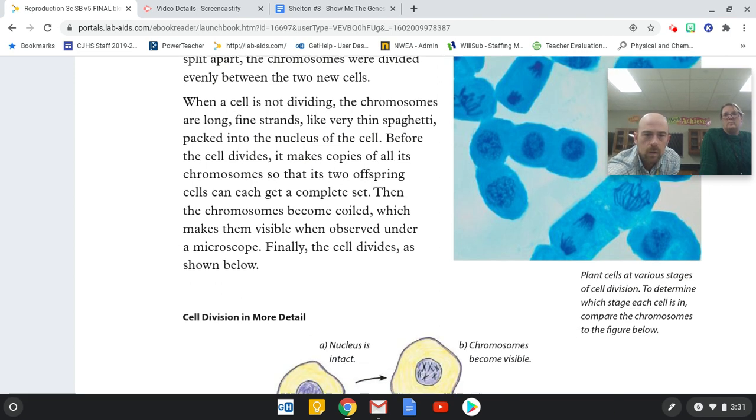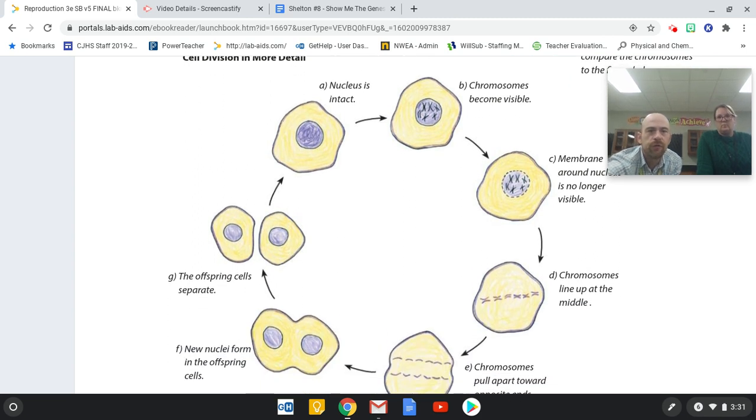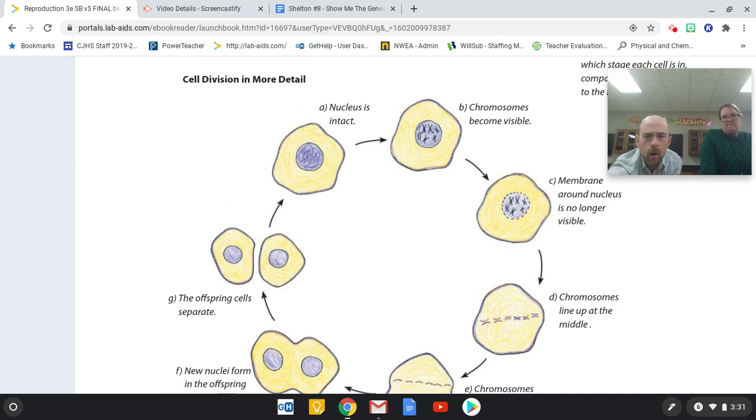And I'm going to scroll down so you can see that. Okay, so if you look right here, you'll see that here is the cell. The nucleus is intact, okay? In picture B here, the chromosomes become visible, and that's because they start to wind up, okay? And then C, the membrane around the nucleus is no longer visible. So you'll see here the outline. Here it's starting to go lighter.